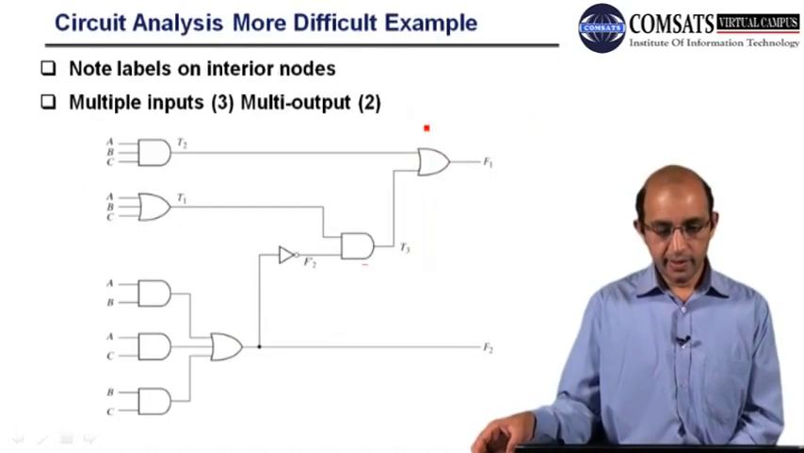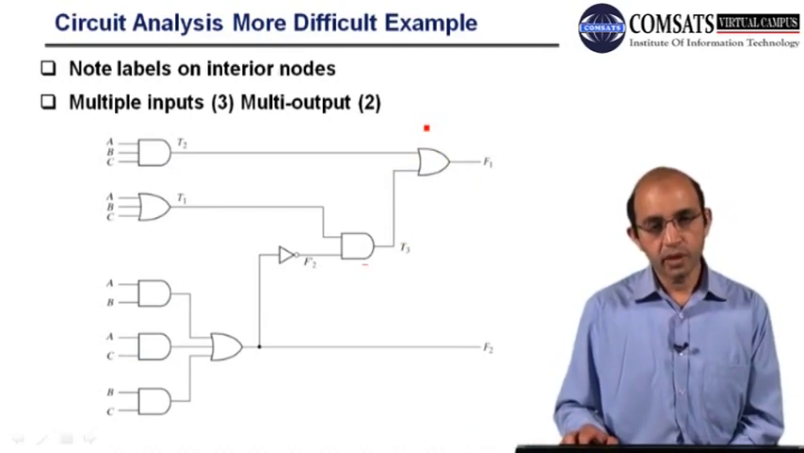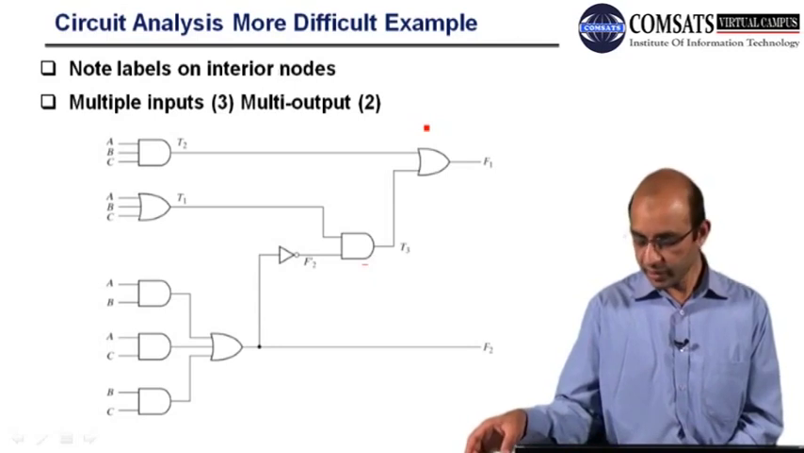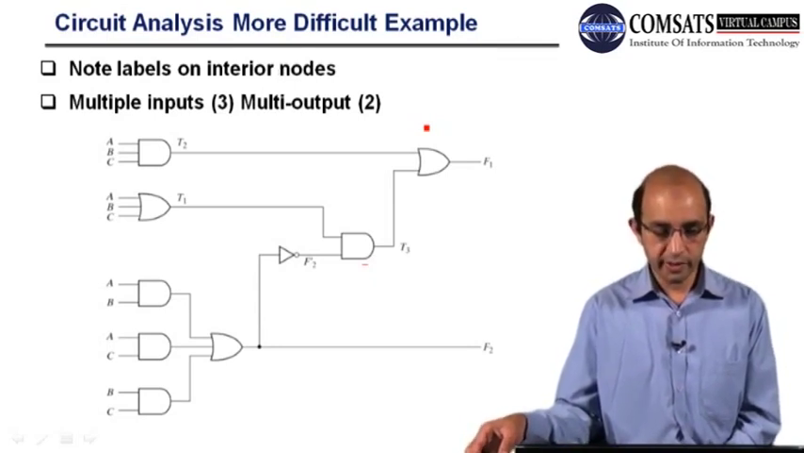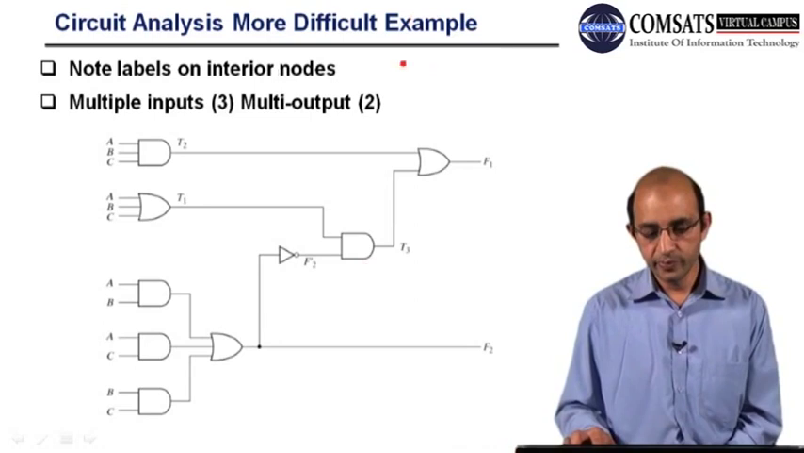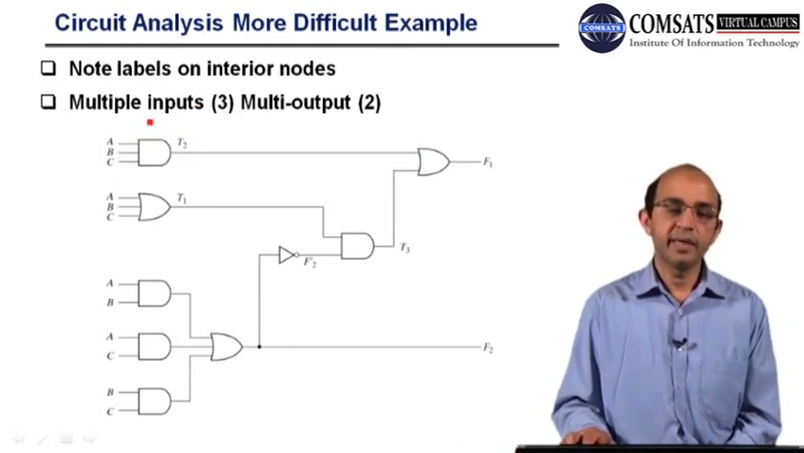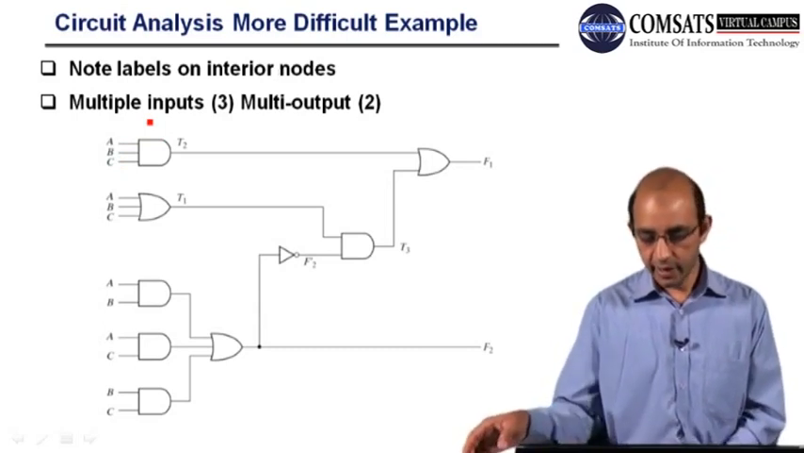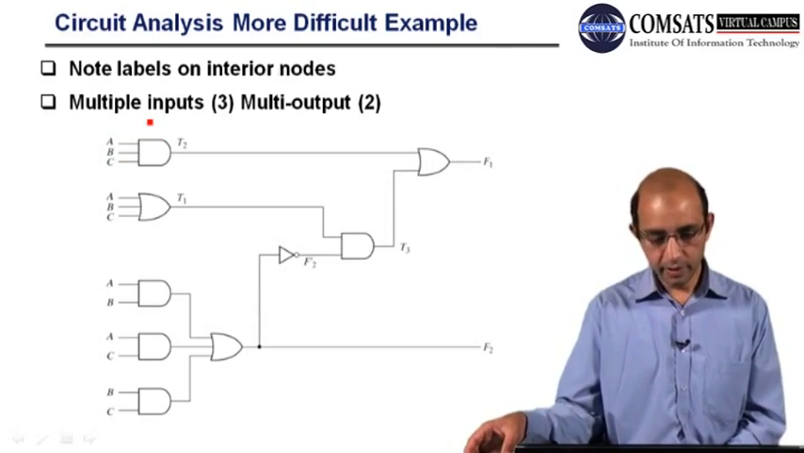And then if we have more than one level, or more than one output, how will we handle the circuit analysis? This is a more complicated example. You can see that we have 2 outputs, F1 and F2, and we have 3 inputs. So this is multi-input, multi-output: multiple inputs and multiple outputs.